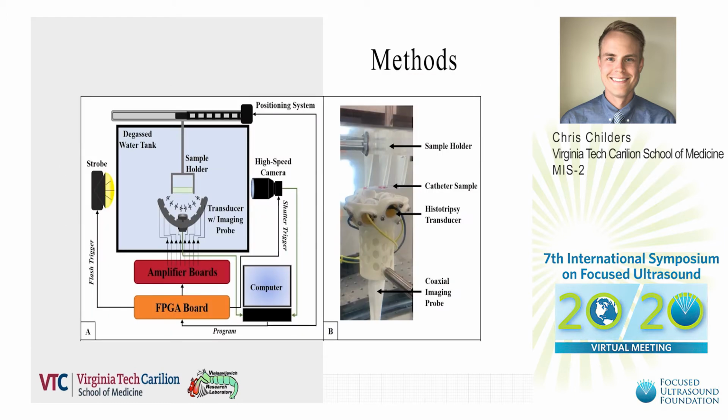Here in Figure A on the left, you can see a schematic of our treatment system. It includes a 3D positioning system, histotripsy treatment transducer, 90-degree high-speed optical camera, and coaxially aligned ultrasound imaging transducer. Figure B on the right is a real picture of our transducer system, and we use this system to confirm the feasibility of luminal catheter cavitation.